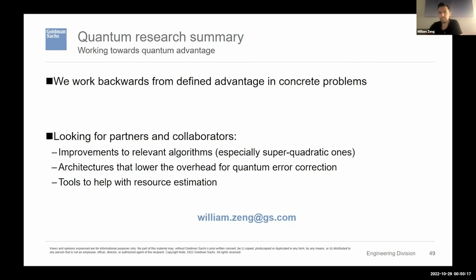And then, quickly, on Goldman's side, we're working backwards for quantum advantage and concrete problems, and always looking for partners and collaborators. Also, resource estimation is hard. Constant factors are fiddly. We're figuring out things like the number of CNOTs in floating point and fixed point quantum registers, register arithmetic, and having better tools to help us do that would be really helpful as well.